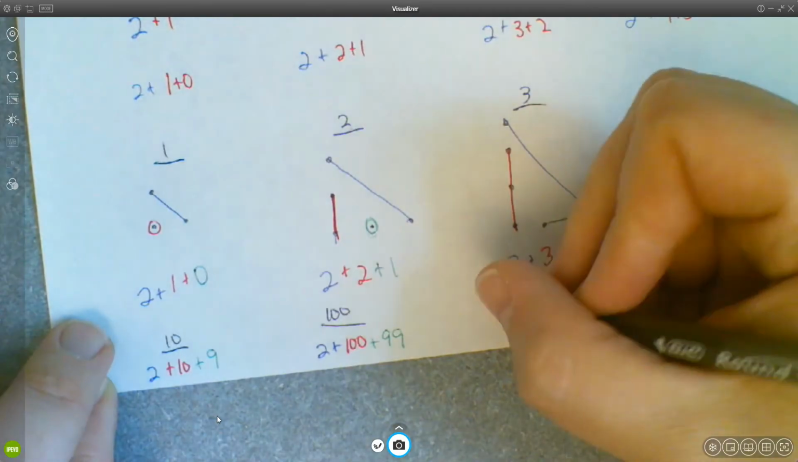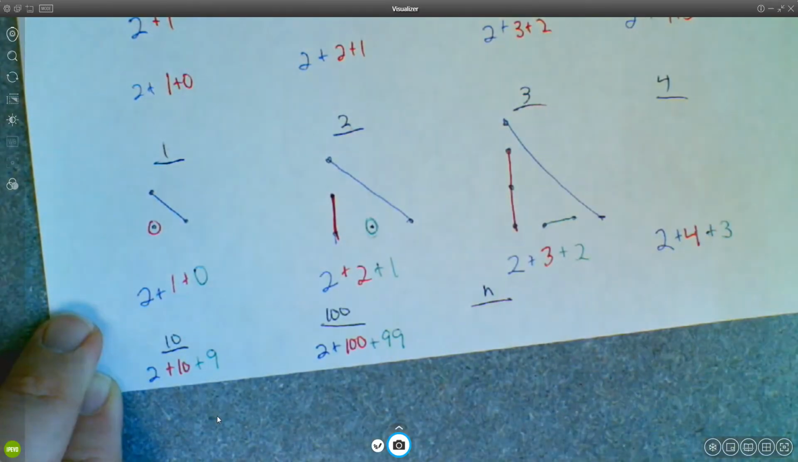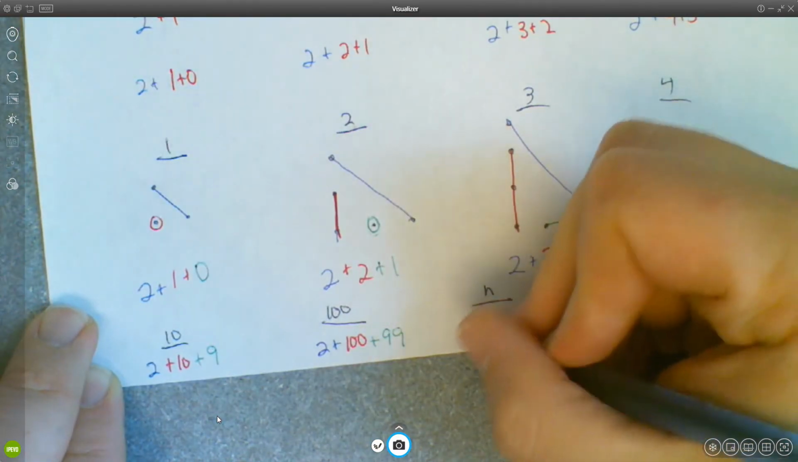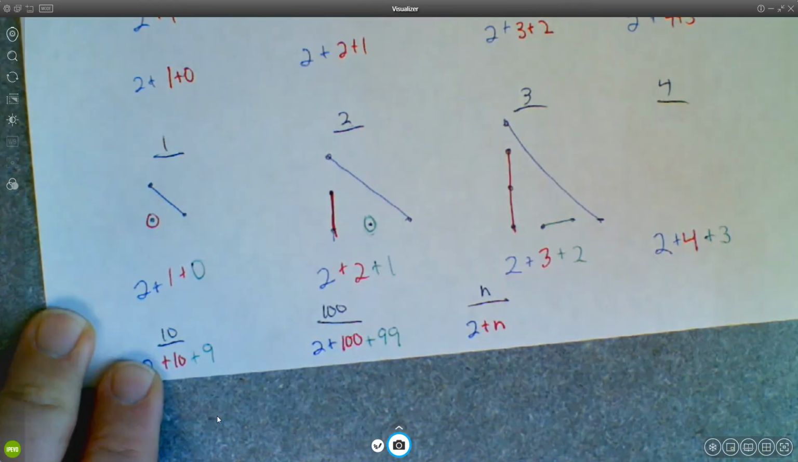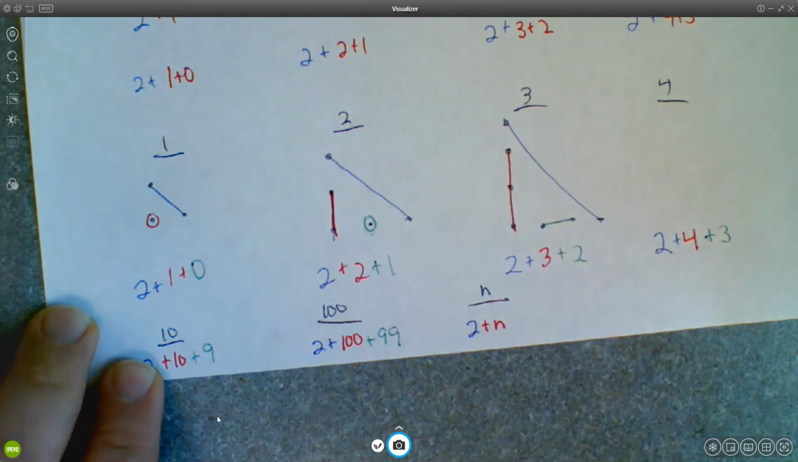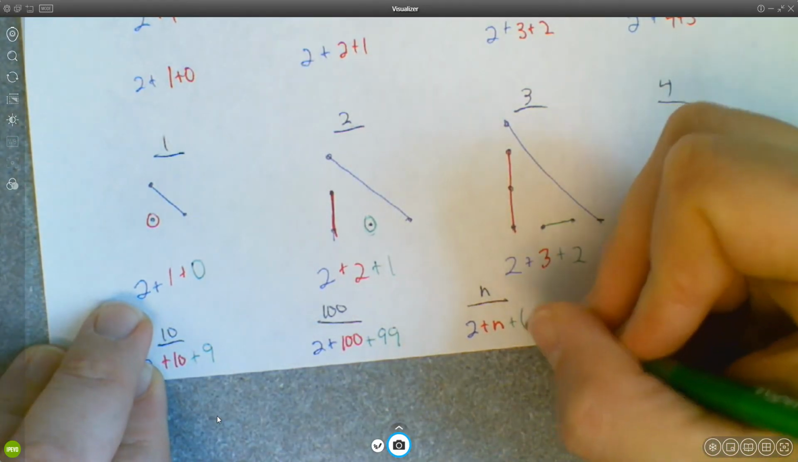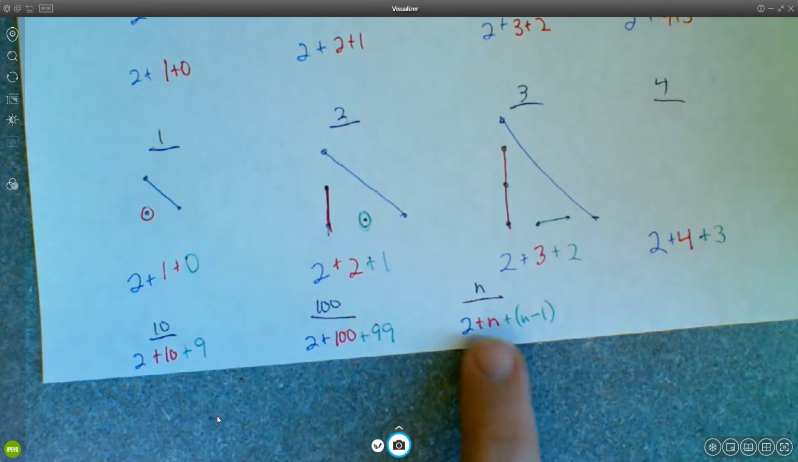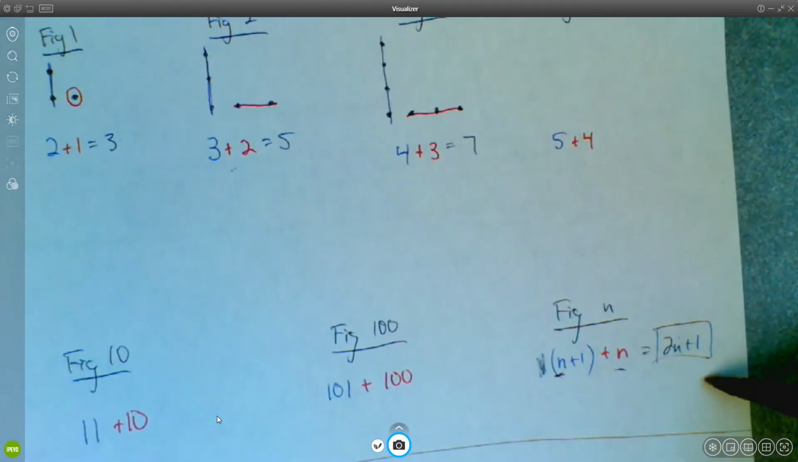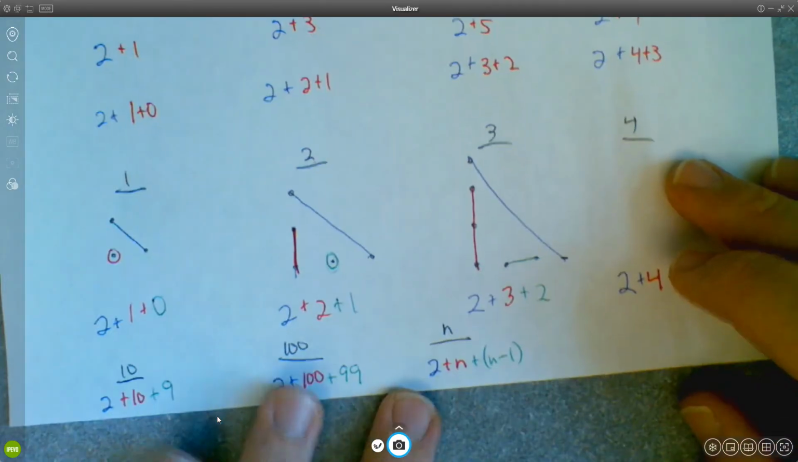So then when you go up to figure n, the blue part's still going to be 2. The red part's still going to be the figure number, right, which is n. And the green part's still going to be the figure number minus 1, right, n minus 1. If you simplify this, you should get the same answer as what we got for the figure number up here. Let's see what we get.